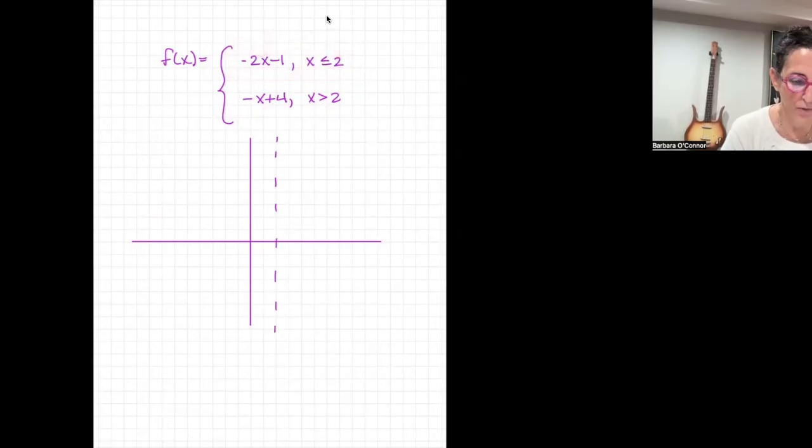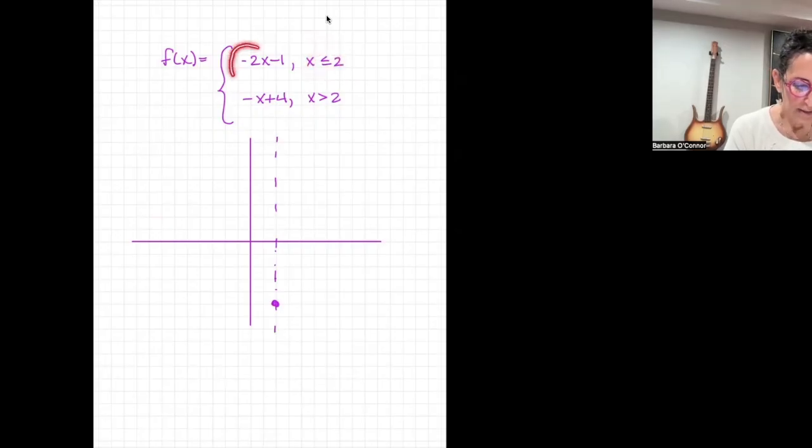When x is 2, I have negative 2 times 2, which is negative 4, minus 1, which is negative 5. So I have the point (2, negative 5). And because it's less than or equal to, I need a filled in circle. So that's my starting point for this portion of the function.